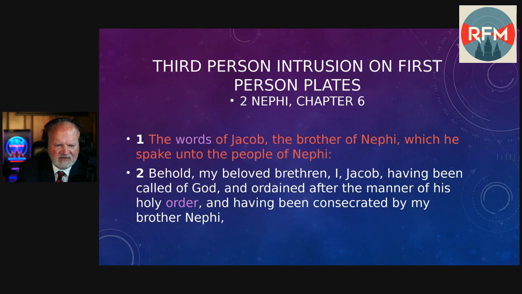And Jacob should not be referring to himself in the third person either. The words of Jacob, my words. This is what I taught. This is what we see everywhere else in the small plate section of the Book of Mormon, except for here. But then I read on and I found another example of the exact same thing. So I found now not just the one example, but two examples.